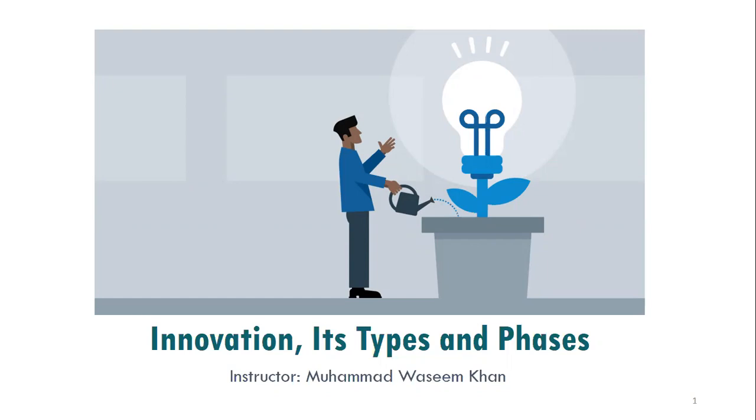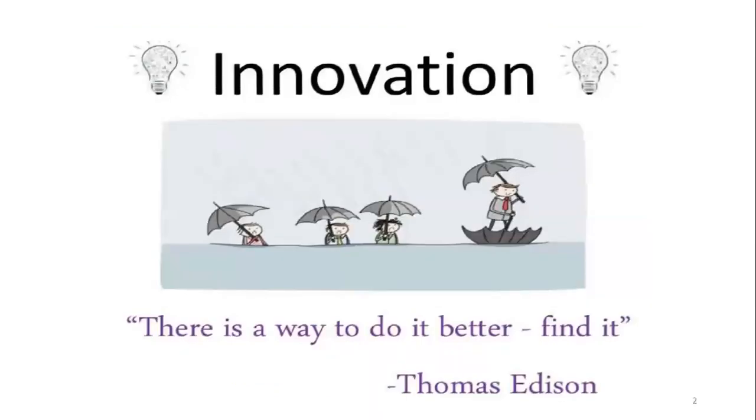In today's lecture, we will talk about innovation, its types, and its phases. Let's first talk about innovation. As Thomas Edison said, there is a way to do it better. Find that way. Yes, we have to find that particular way in order to improve our daily life, in order to improve our products, our services, manufacturing processes, or our lifestyles.